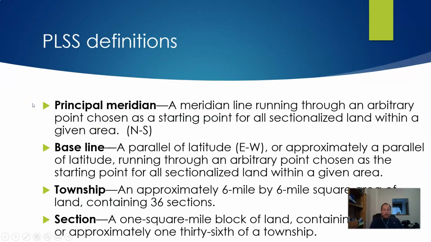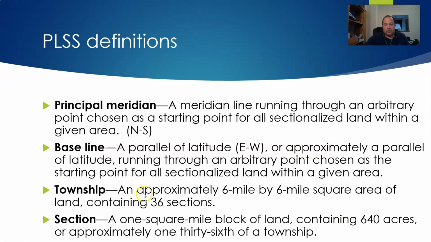So some definitions to get comfortable with so that we can understand. I'm going to move myself out of the way here so you can see that clearly. So principal meridian, that is a meridian or a line running through an arbitrary point chosen as a starting point for all sectionalized land within a given area. And the big thing about a meridian is it's going to run north-south, whereas a baseline is a parallel of latitude, so it's going to run east-west, and it's going to run through that same arbitrary point, which is the chosen starting point for all the sectionalized land within that given area.